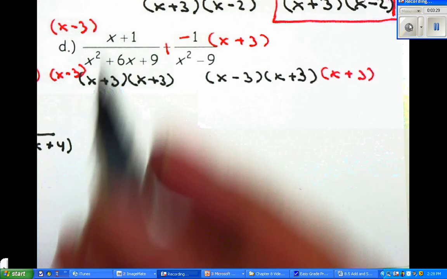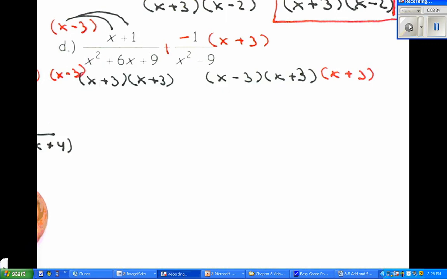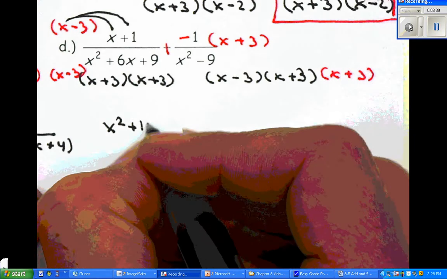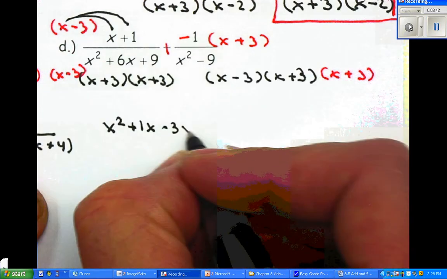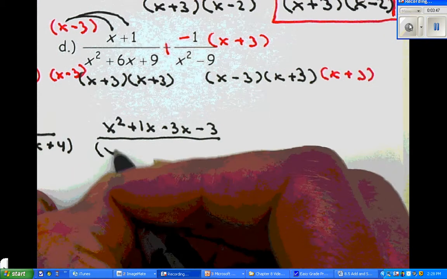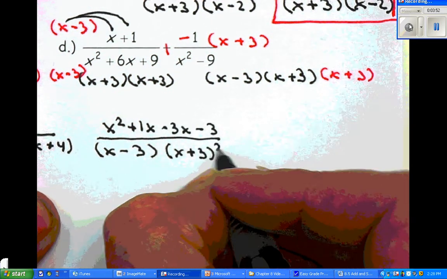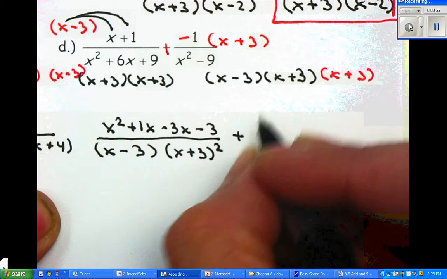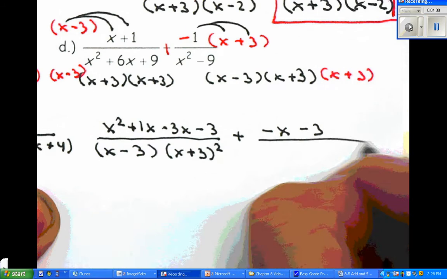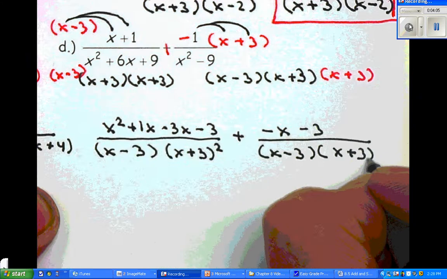Let me multiply the top. I'm going to have to FOIL. So x times x, x times 1. That will give me x squared plus 1x. Negative 3 times x is negative 3x, minus 3. Denominator is x minus 3, and I'm going to rewrite this as x plus 3 squared. Plus distributive property, negative x minus 3. Denominator will be x minus 3, and I'm also going to rewrite it as x plus 3 squared.